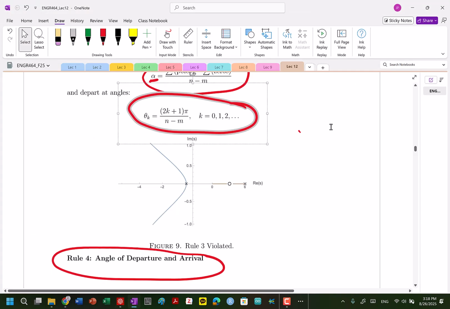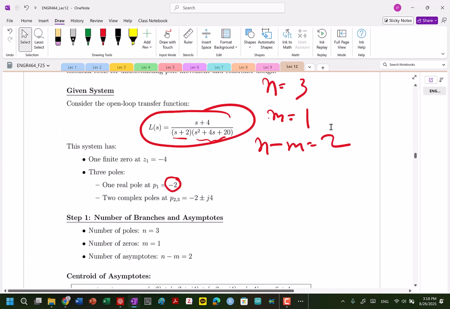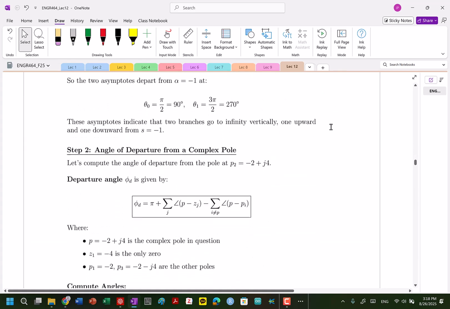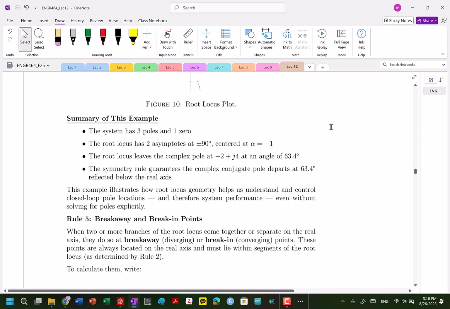Again, somewhat of a tedious exercise, but it's still really important. It's important to kind of see. And sometimes you really need it, depending on that angle, right? If you're designing a system that's really tight and you have to be there, and it's taking off at a huge angle, that's going to be a problem.